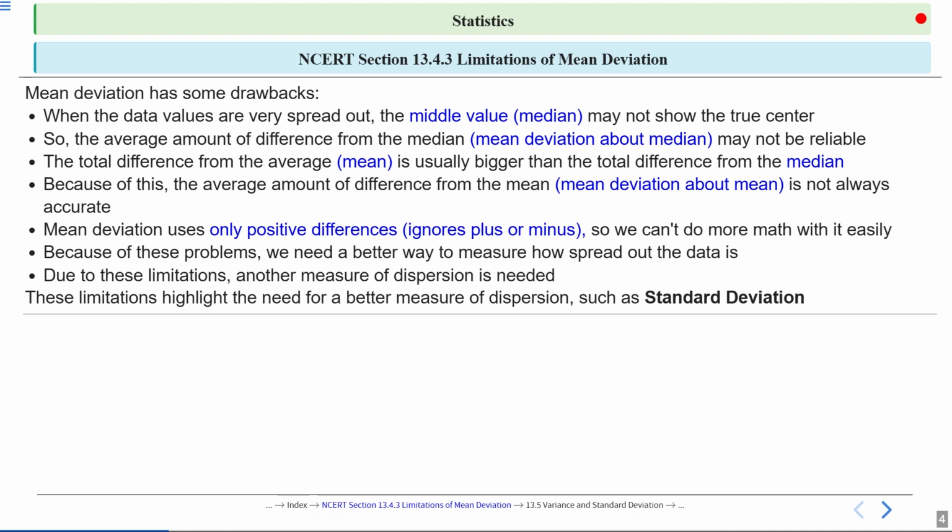All these drawbacks point to the need for a better measure of spread in data. So this is where standard deviation comes in. Standard deviation is based on squared differences from the mean, which allows us to do more math and get a more accurate picture of how spread out the data is. So we will learn about standard deviation next.